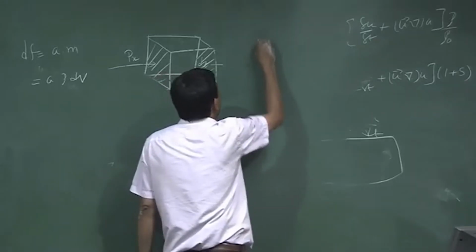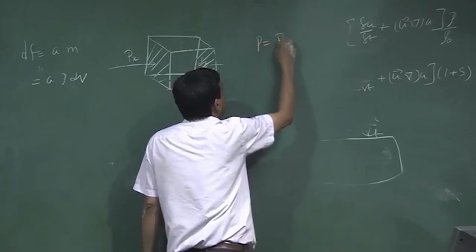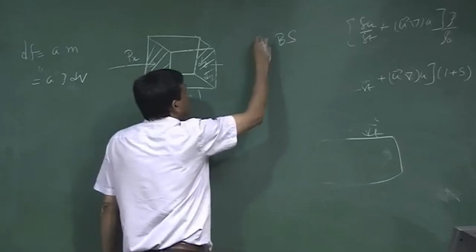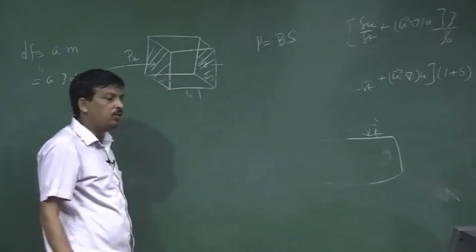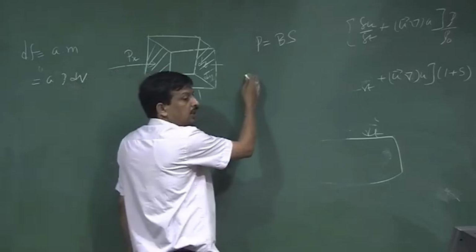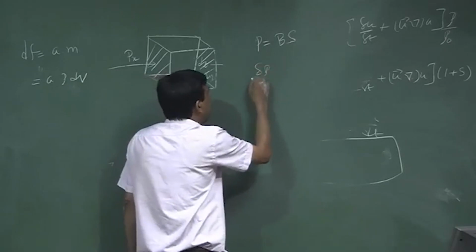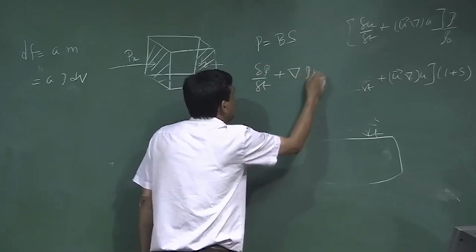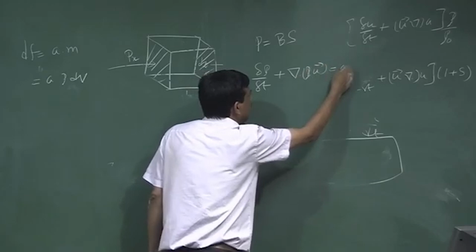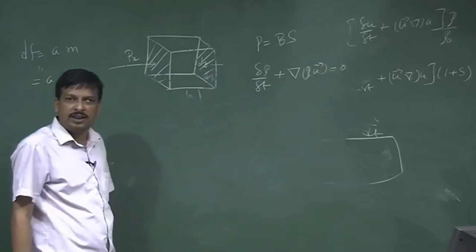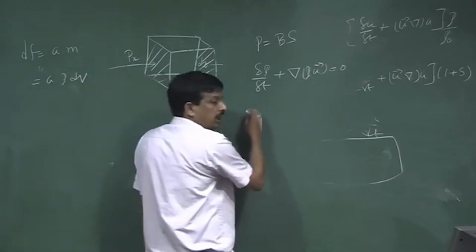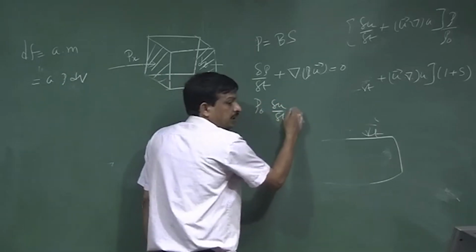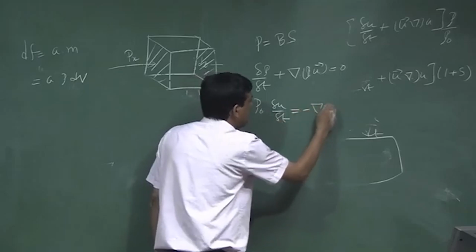So, the equation of state: P is equal to B into S. P is the acoustic pressure, small p, that I get, B into S. And the continuity equation: del rho by del t plus divergence of rho u is equal to 0, that I get from the second. And from the force equation I get rho 0 into del u by del t is equal to minus del p.